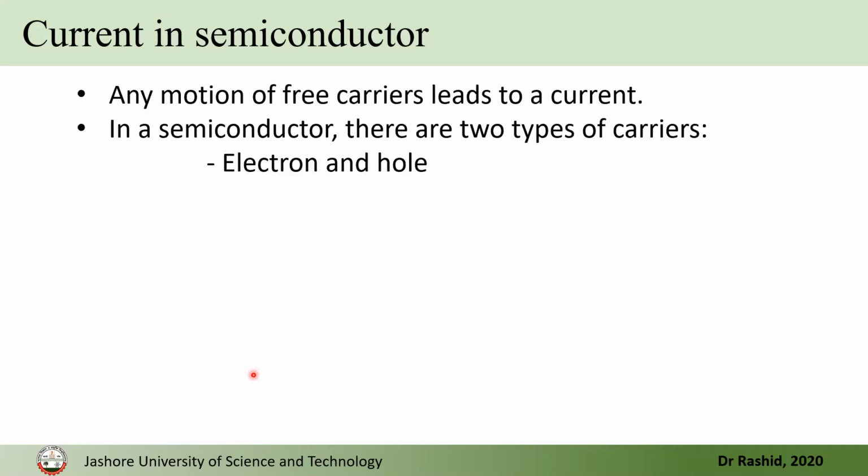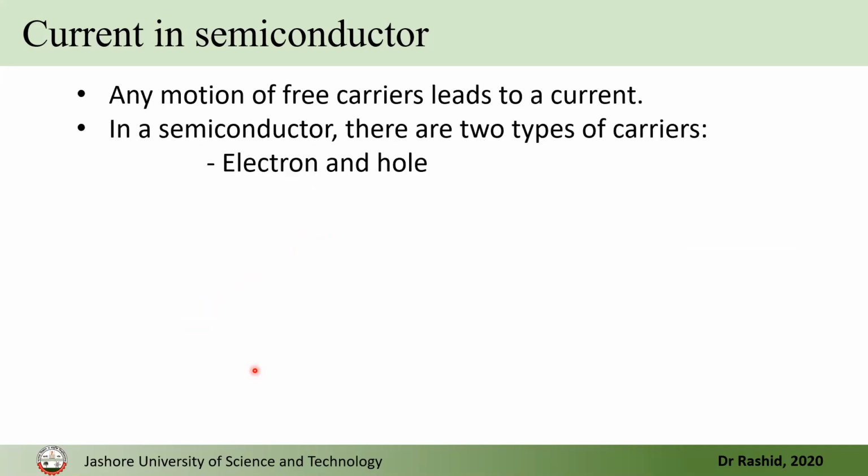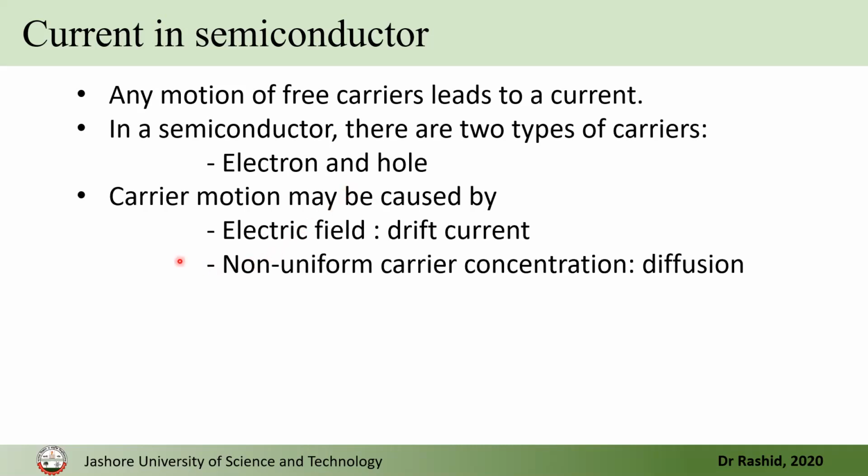Now the current, as we see here, depends on the motion of the charge carriers, and also depends on the charge of the charge carriers. That means it depends on the amount of carriers. So in semiconductor, we know we have electrons and holes, two types of carriers, and both lead us to a current. Now the current could be because of two reasons.